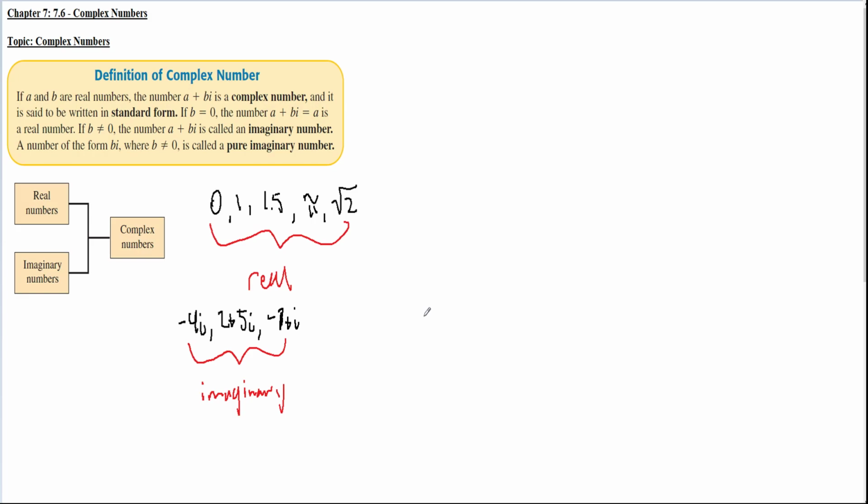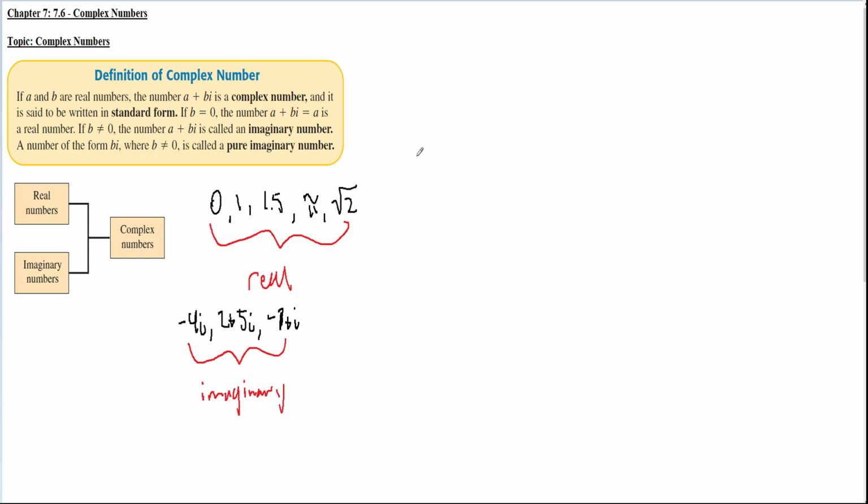So what we want to do then is look at this little diagram here. If we have numbers that are both real and imaginary, together they make up what's called a complex number.